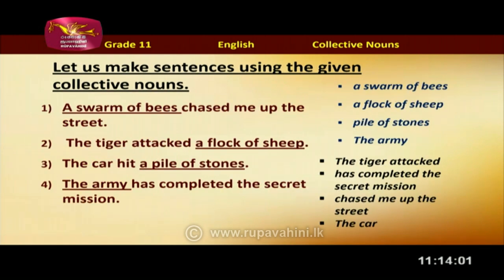Swarm of bees chased me up the street. Yes. The tiger attacked a flock of sheep. The car hit a pile of stones. The army has completed the secret mission. All right. So you can see you can make sensible sentences by using collective nouns there.